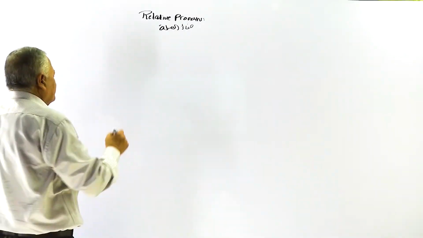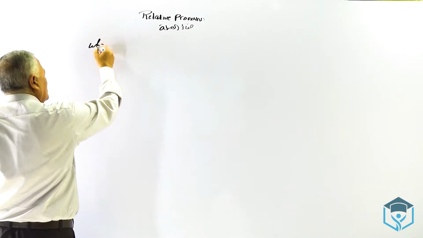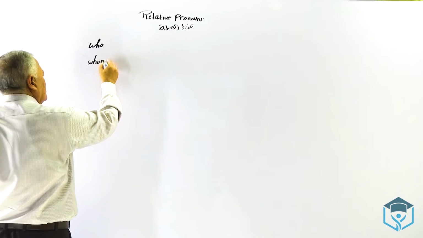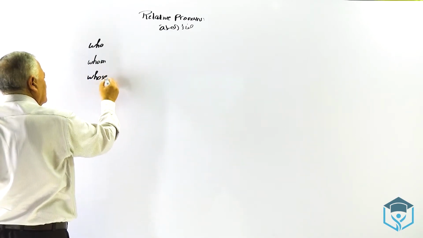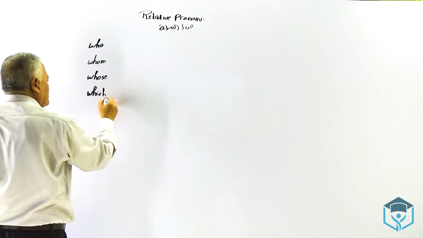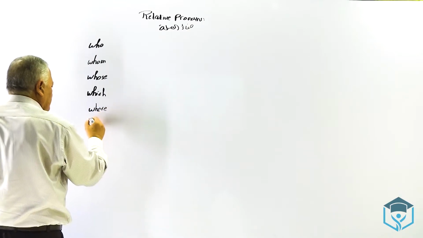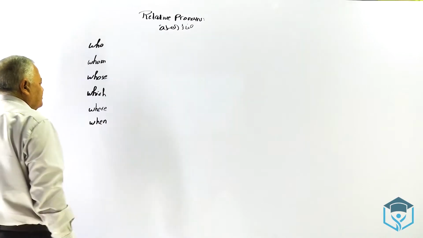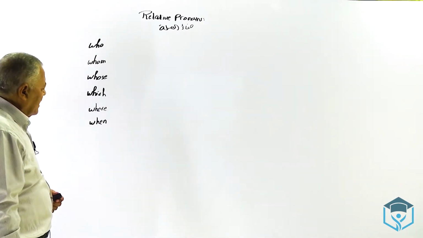What are they? They are who, whom, whose, which, where, and when. These are called relative pronouns. Who, whom, whose, which, where, and when.